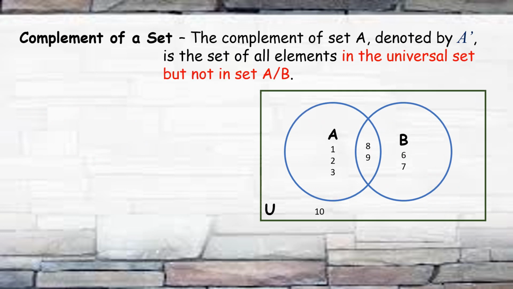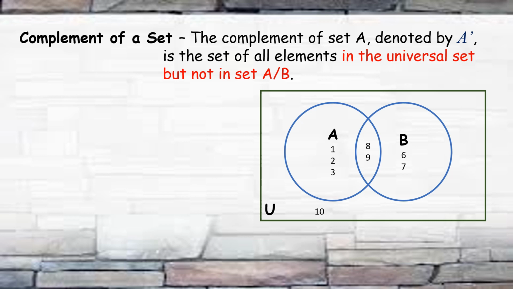Next, complement of a set. The complement of a set is denoted by A prime, or for example, B complement, pag set B, is a set of elements in the universal set but not in set A, kung A prime or complement of A, or in set B kapag B complement ang hinahanap. Anong ibig sabihin nun? Kasama siya sa universal set pero hindi kasama ang nasa A pag sinabing complement of a set.